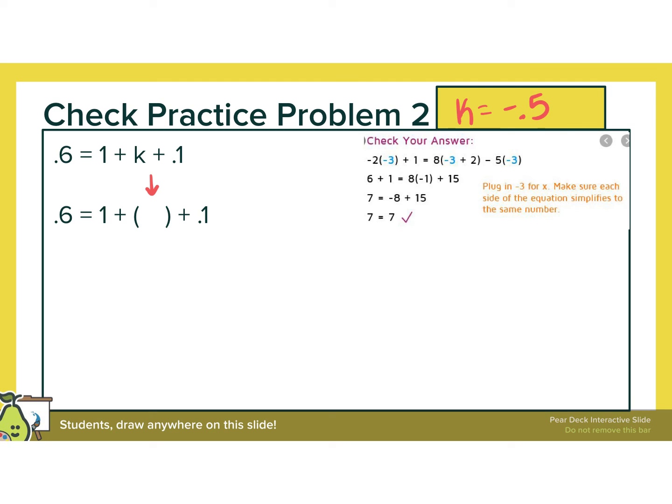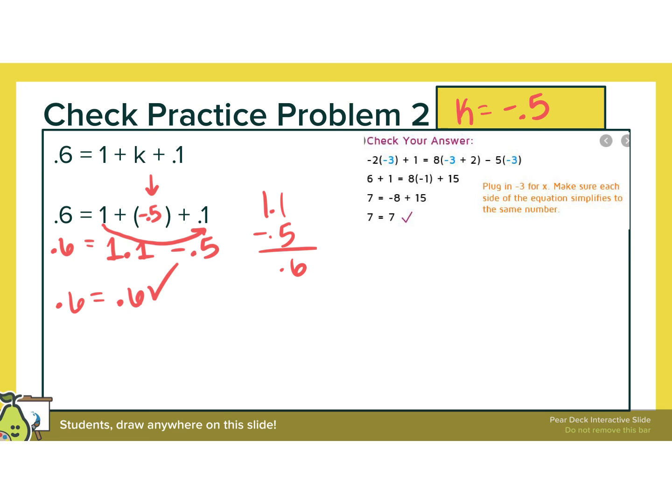So I only have 1K, and in its place I'm putting negative 5/10. Now I'm just going to do the math. So this side stays the same, bring it down. On this side, I'm going to combine my positives. So I have positive 1.1, and then I'm subtracting 0.5. Bring down my 0.6. 1.1 minus 0.5 is 0.6. It checks out. I have the same thing on both sides. That is it. One more practice problem.